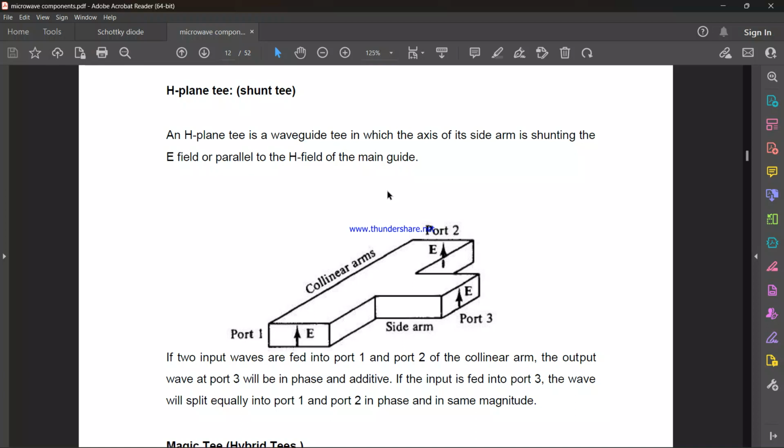And the S matrix is there to find what the power is at the collinear arms as well as the side arm whenever input is given in the respective ports. And in the next video we will see about the magic T.